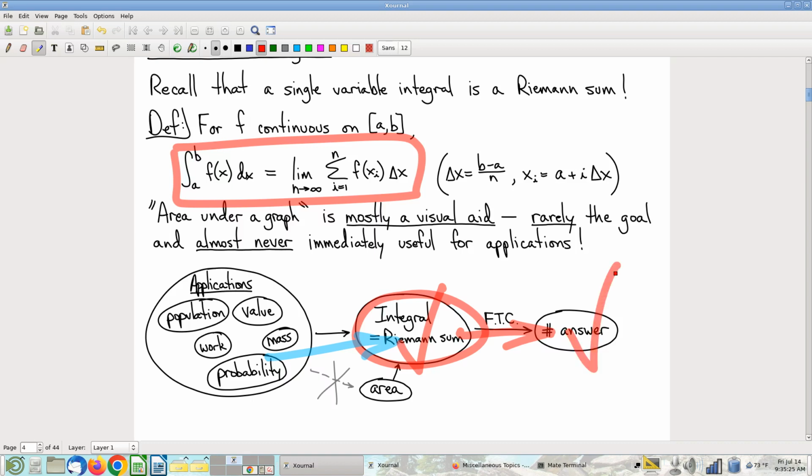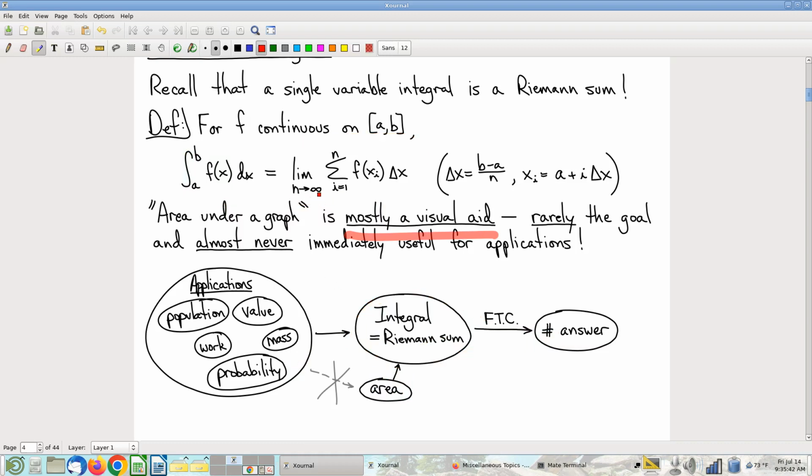What's the motivation to then jump over here to area? There's just no point in bringing area into it other than as a visual aid. Right? Area is good as a visual aid. I give it that.